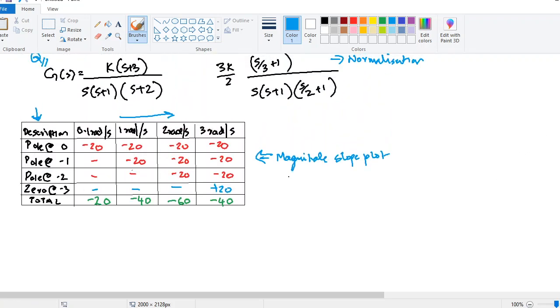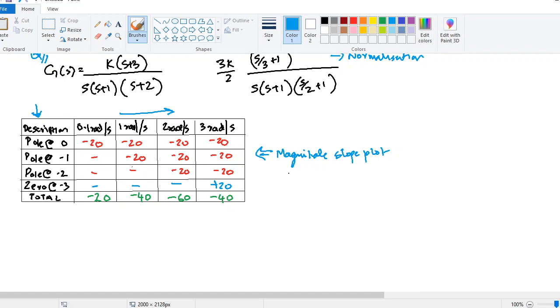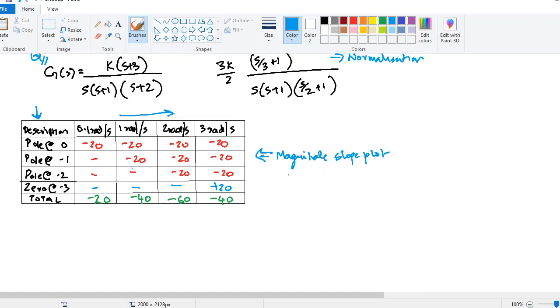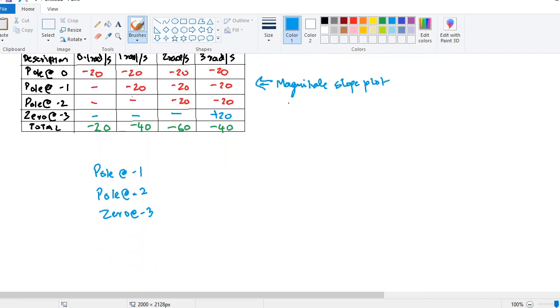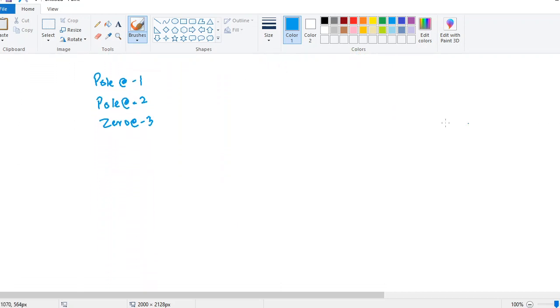All right. So what we're now going to do is go back to our problem, and list the terms that are going to play a role in the phase plot, right? So we already mentioned that the pole at 0 is no longer going to play a part. So, again in descending order, it will be pole at minus 1, pole at minus 2, and zero at minus 3. So this is what we're going to be working with in the next section, right?